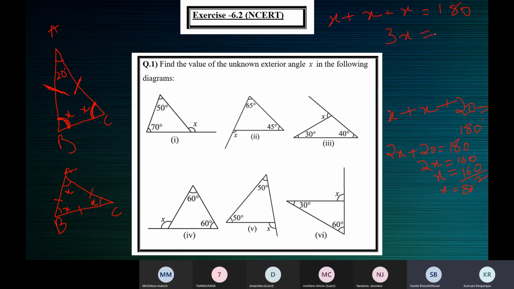Okay. Very good. So 3x is equal to 180 because 1x plus 1x plus 1x is 3x. So 3x is 180. x is equal to 180 by 3. x is equal to 60 degrees. And we know in an equilateral triangle, each angle measures 60 degrees.